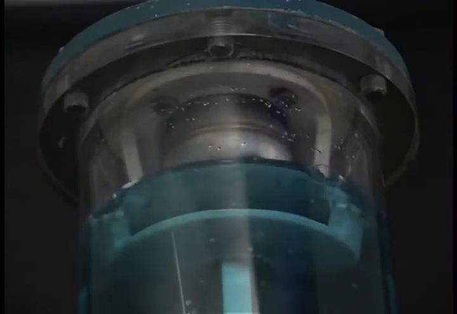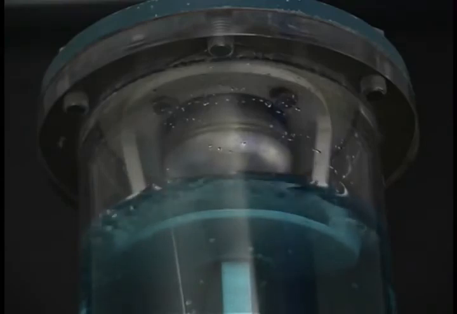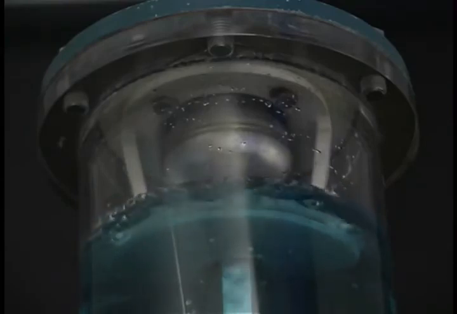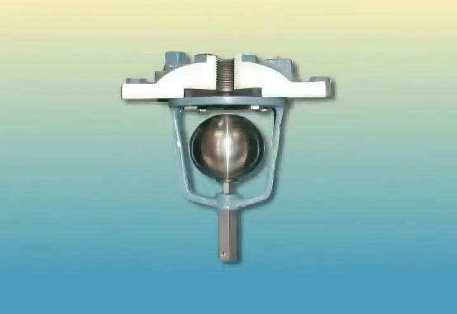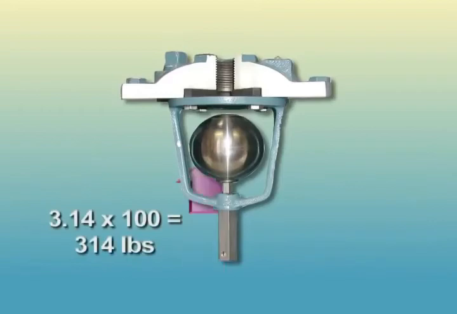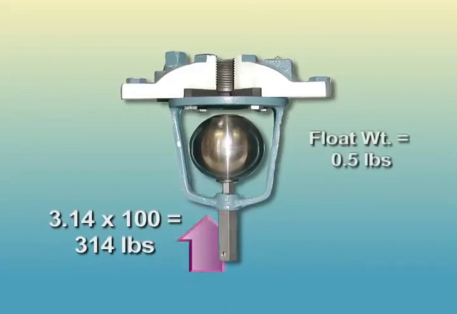Note that as the water recedes, the float stays in the closed position. The float remains in position due to the forces holding it against the seat. This is because forces acting to keep the valve closed are greater than the forces acting to open it. The force is determined by calculating the outlet area times system pressure, which in this case equals 314 pounds of force. The only force acting to open the valve is the weight of the float, which here is 1/2 pound. As a result, the valve will not open under system pressure.